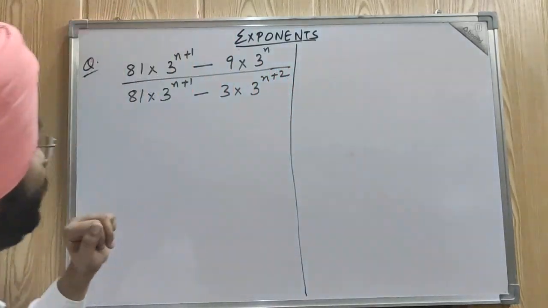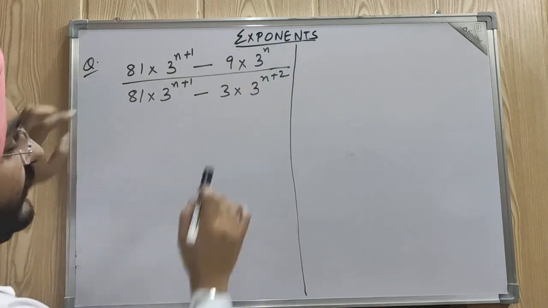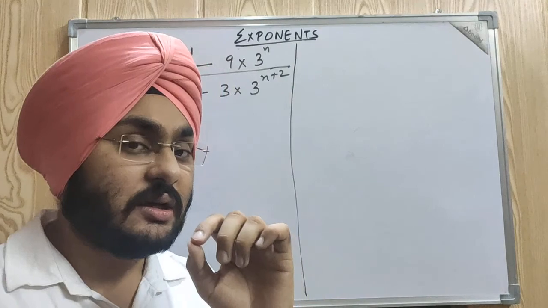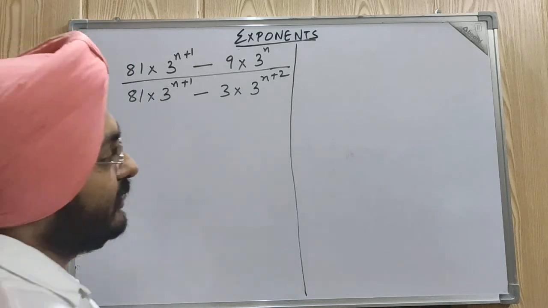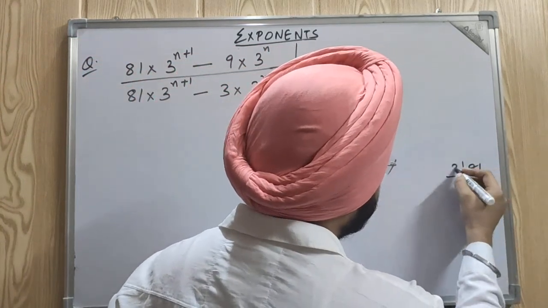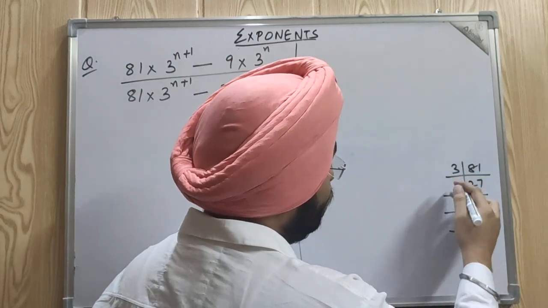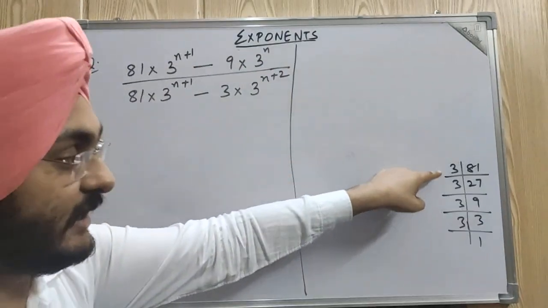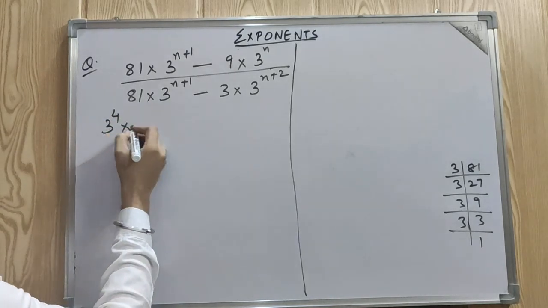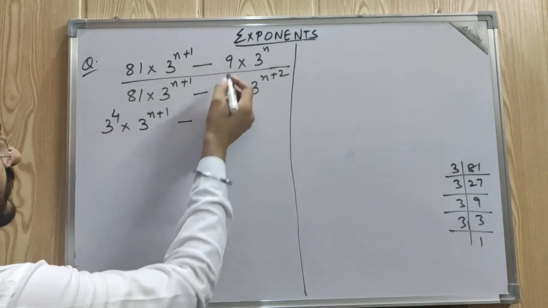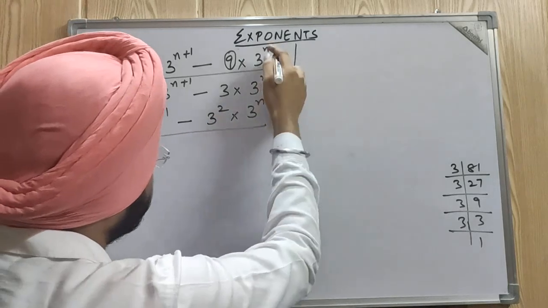So our next question is like this. Now he has written here 81, 3, 9, 3, 81, 3, 3, 3. So you are seeing here, I can convert everything to powers of 3. How to convert this 81 into 3? I am taking the prime factorization of 81. 3, 27, 3, 9, 3, 3 and 3, 1. 1, 2, 3, 4. So instead of 81, I can write 3 raised to the power 4. Multiply by 3 raised to the power n plus 1 minus. Instead of 9, I can write what? 3 square here. And 3 to the n as it is.